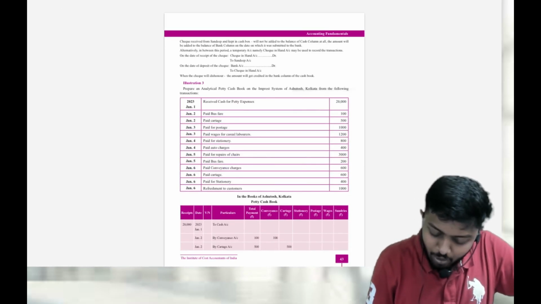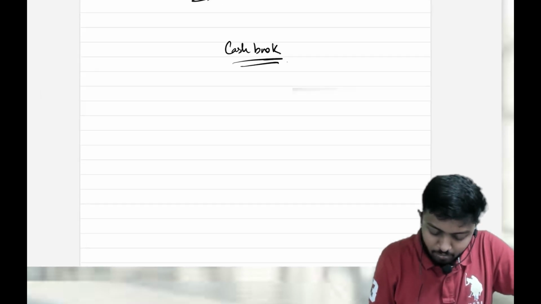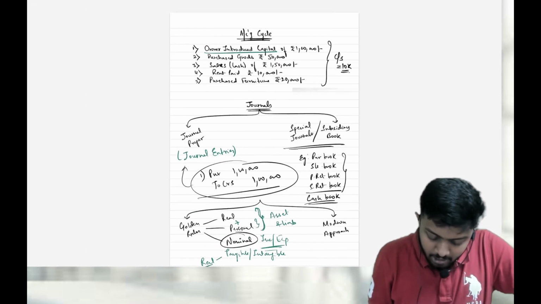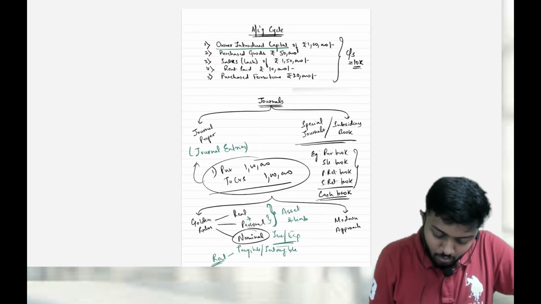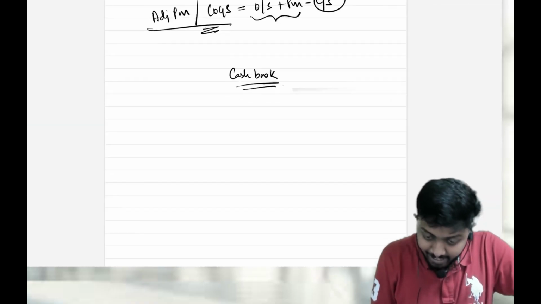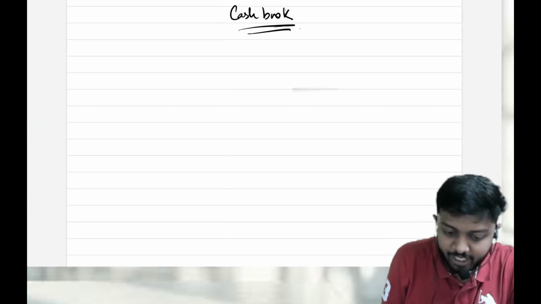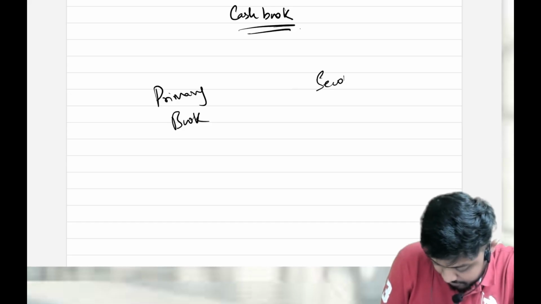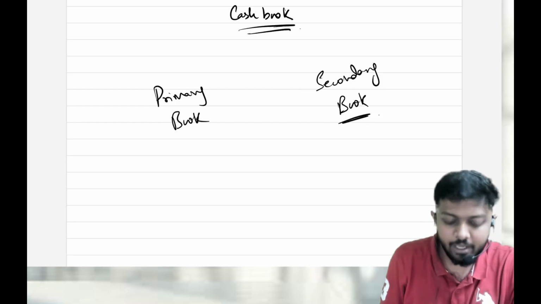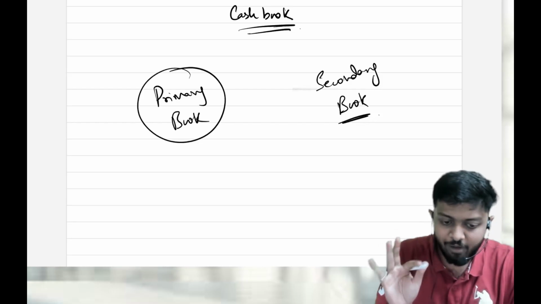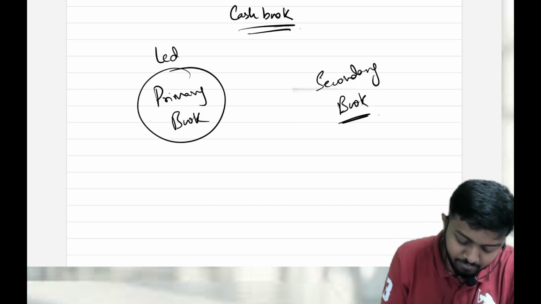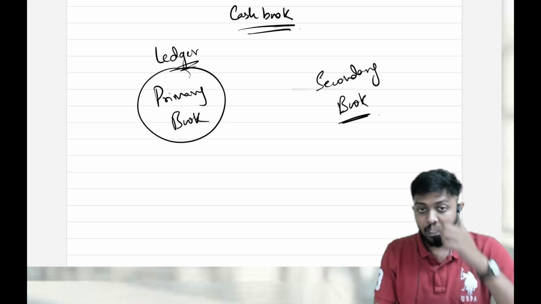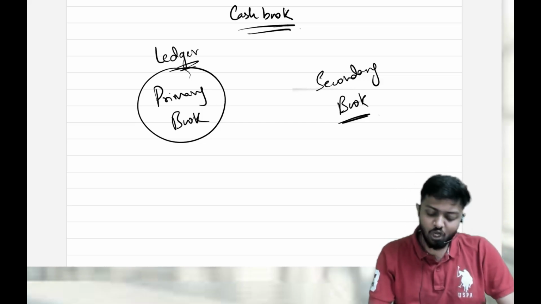Correct? Now some more things about whatever we have learned till now. Coming back here, we read what is a subsidiary book. Some more things about that we have to understand. There is something called a primary book and a secondary book. In accounts we have only one primary book, that is the ledger. Rest all are secondary books.